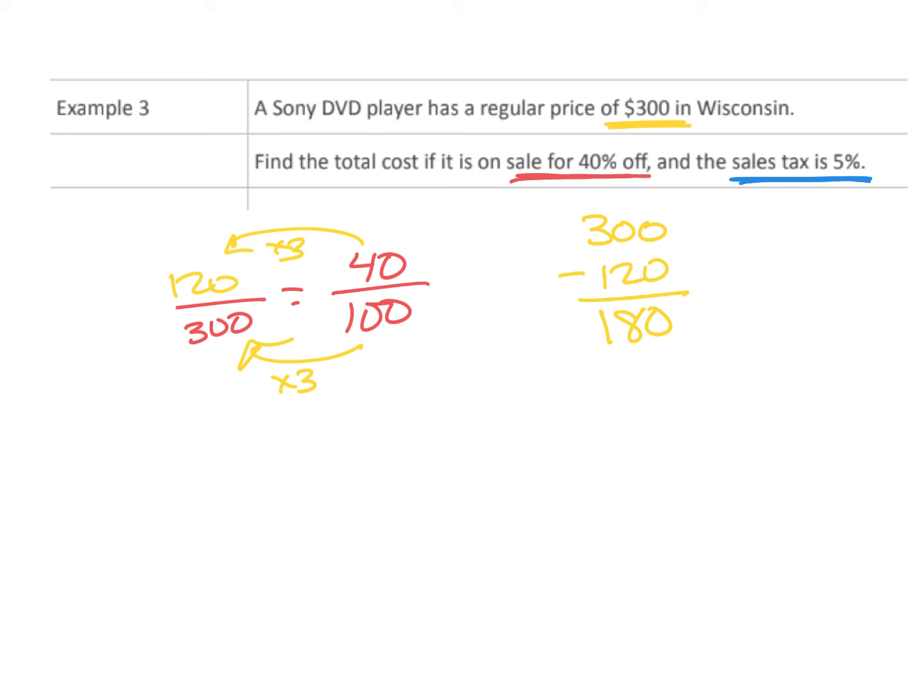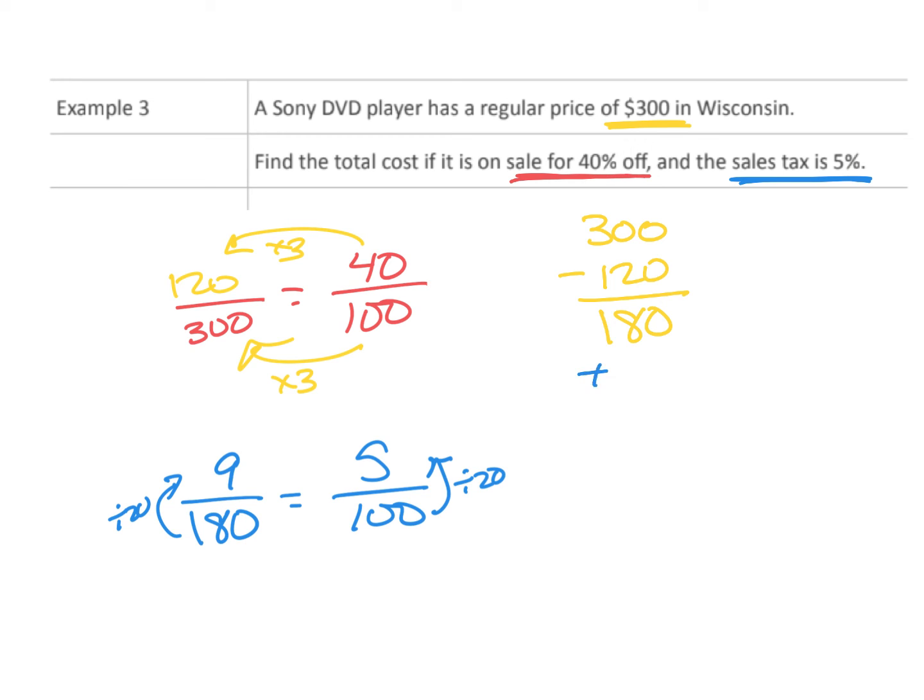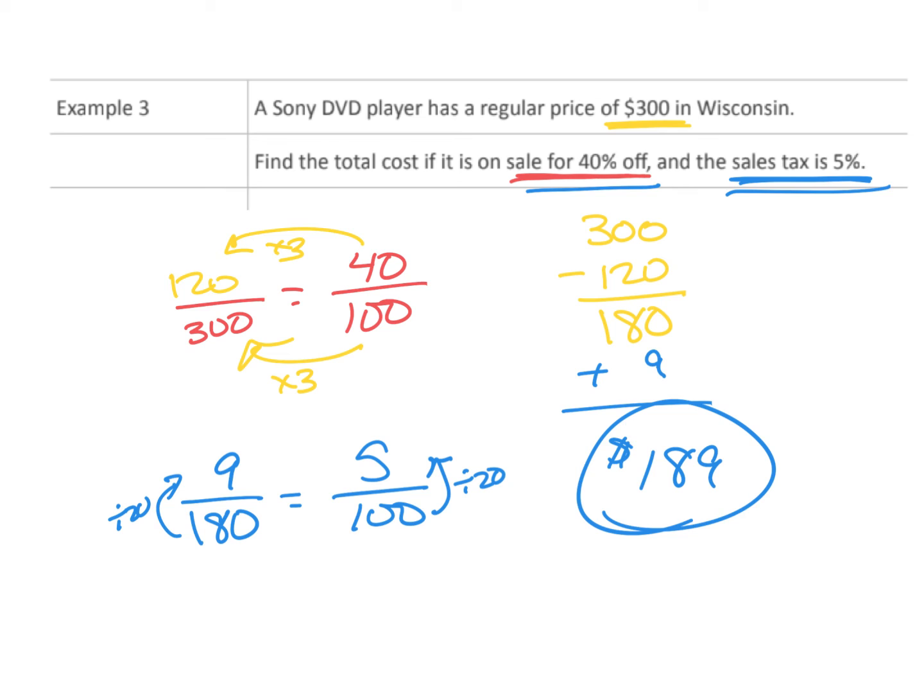But now we need to find the sales tax. So we've got 5%, which goes over 100, off of the 180. So I'm going to divide by 20 here. 180 divided by 20 gives me 9. I'm going to add that on because sales tax is added on. The Sony DVD player is $189. So this is all the work that I want to see. I want to be able to see where you got the first 40% off and then the 5% tax and adding and subtracting everything all together.